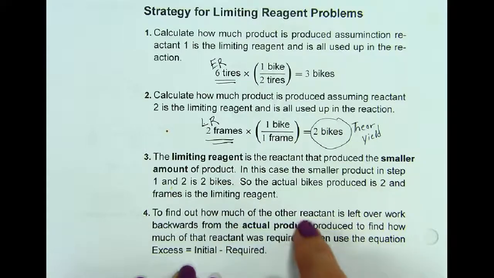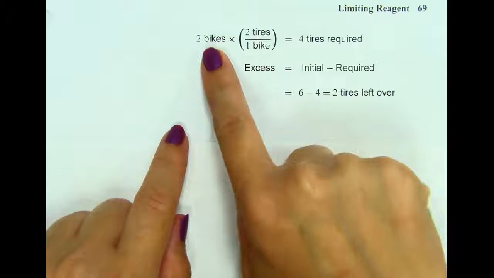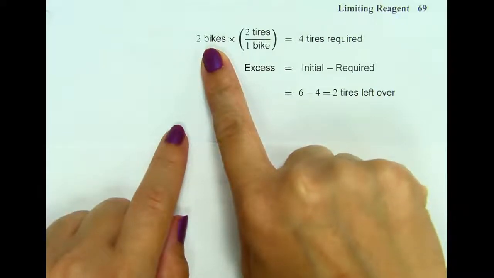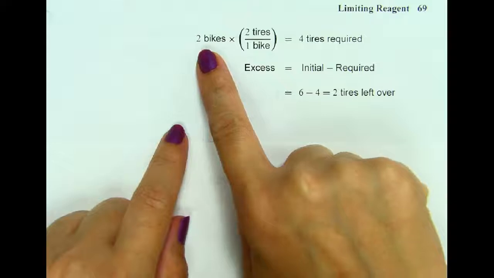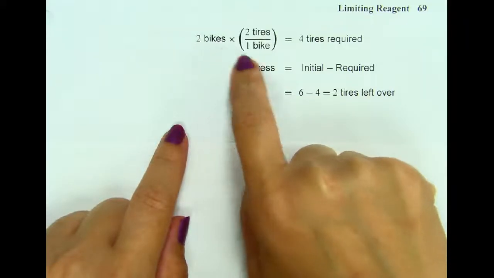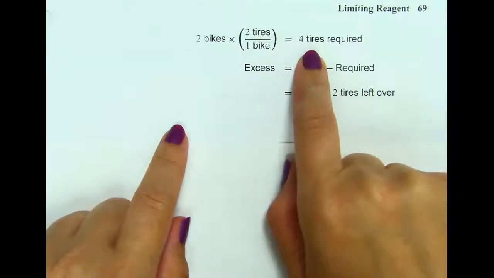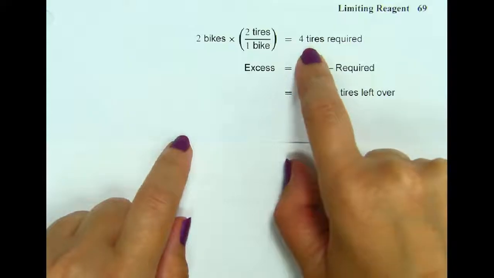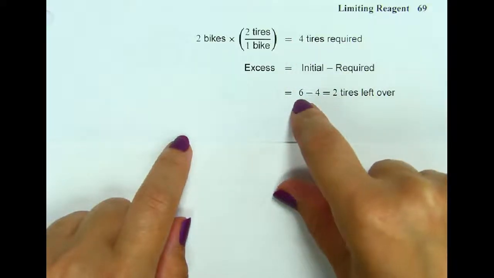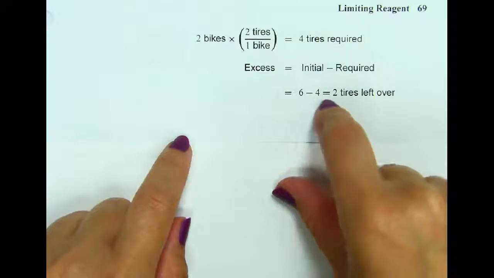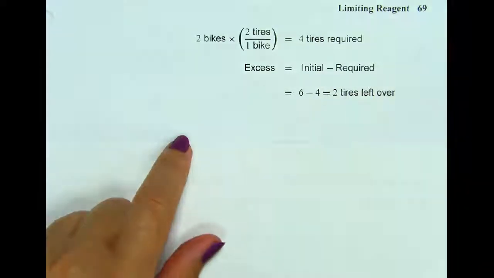To find out how much of the other reactant is left over, you work backwards from the actual product produced to find how much of the reactant was required, then use the equation excess equals the initial minus the required. So what that last thing was saying was the fact that 2 bikes is how much is going to be produced, we can stoich backwards from the number of bikes that we can produce to the amount of tires, the excess reactant, and that's going to tell you how many tires are going to be used. And then you say, all right, well, initially we had 6, minus we're going to use up 4 of them, therefore 2 tires would be left over.